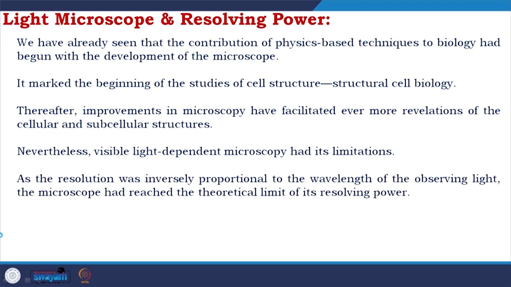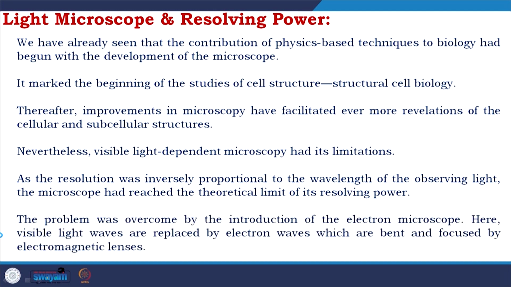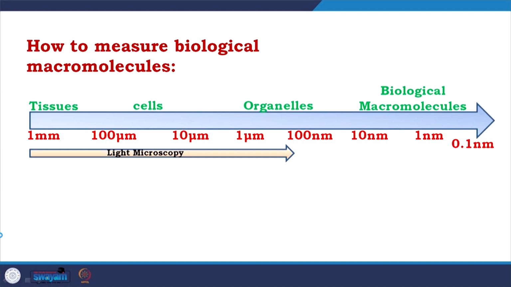As the resolution was inversely proportional to the wavelength of the observing light, the microscope had reached the theoretical limit of its resolving power. The problem could be overcome by the introduction of electron microscope, where visible light waves are replaced by electron waves, which are bent and focused by electromagnetic lenses, hence achieving much more resolution. But when we are talking about biological macromolecules, even the normal electron microscopes are not good enough. So we will discuss about that, about the instrumentation, but let's take a look.